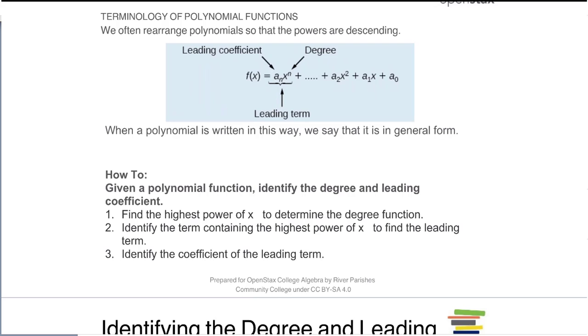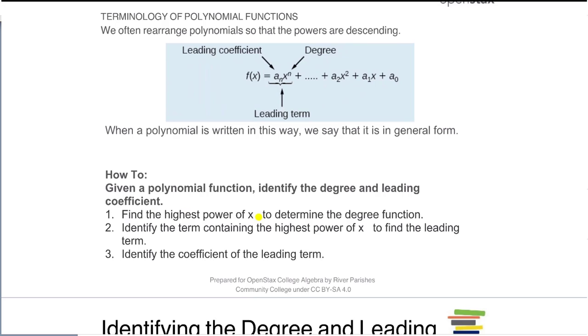Now, whichever term has the highest degree, we call that the leading term, whether it is in the front or anywhere else. And then the coefficient in front of that leading term is the leading coefficient. Often we rearrange it so that the powers go from highest to lowest, so that you can easily see what the leading term is and thereby see the degree of the polynomial and the leading coefficient.